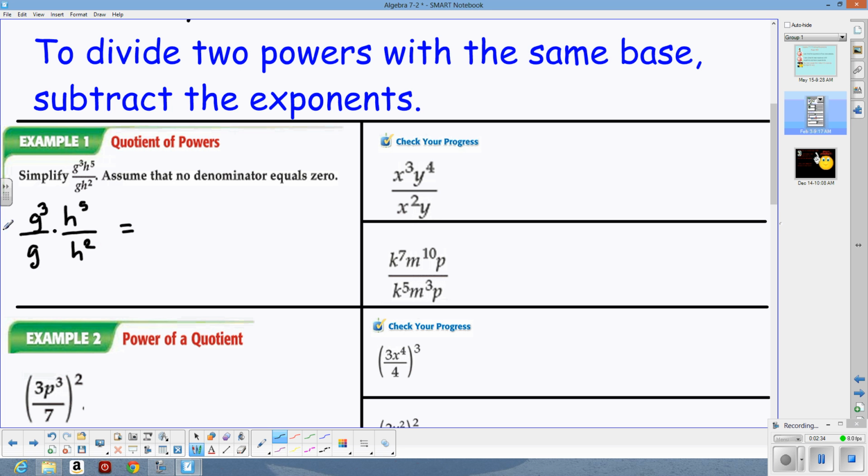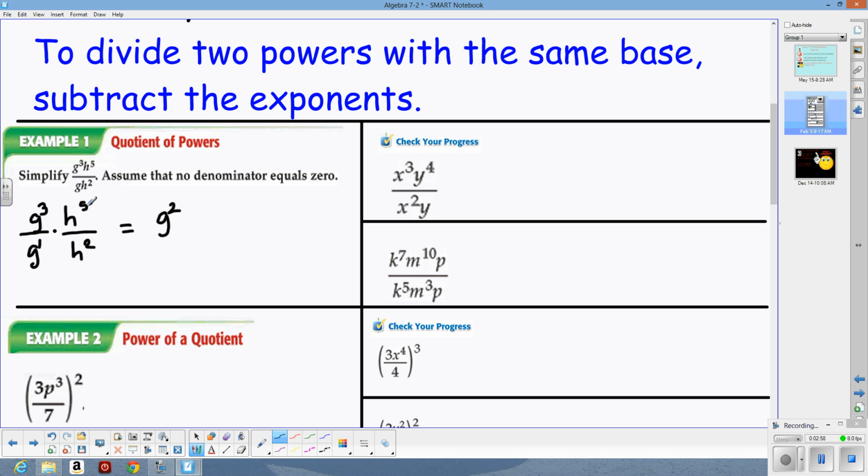And when we simplify this part right here, g to the third over g, you would be able to cross out one g on the top with one g on the bottom, which would leave us with two g's on the top, or g squared. Or two g's multiplied together, I should say. Or you would use the rule and subtract the exponents. 3 minus 1 is 2.